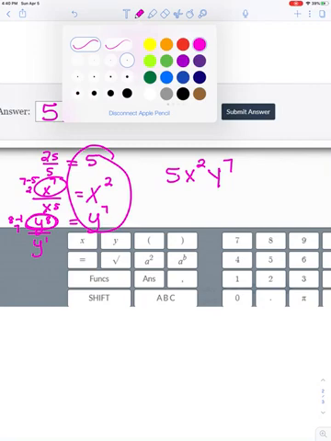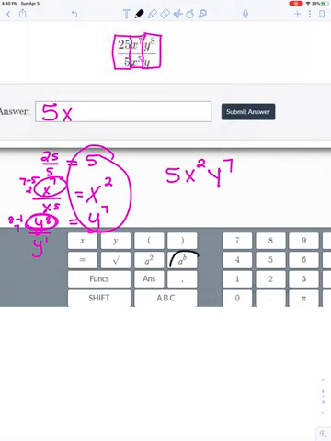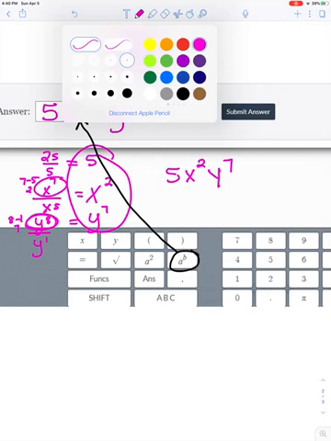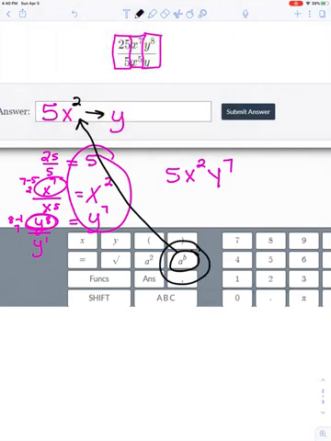5x. Now you're going to click this here and hit a 2. Click over to get out of the exponent. And then you're going to go to y. Now again, for the second time, you're going to click this here for an exponent of 7 and then enter, or submit. Okay, make sure that these are written as exponents.